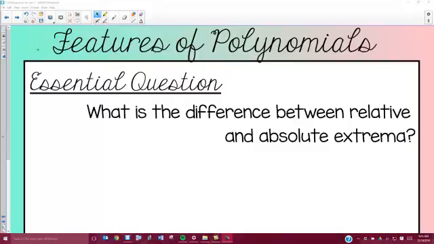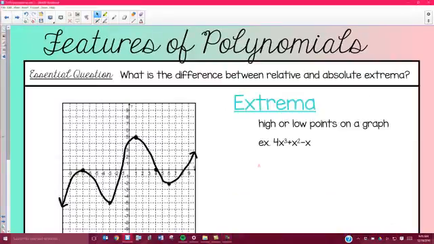Hey guys, today we're still talking about some features of polynomials, but we're going to do a couple more vocabulary words. And the main one here is going to be extrema. So we're asking ourselves, what is the difference between relative and absolute extrema? So let's start by looking at a picture of a polynomial.